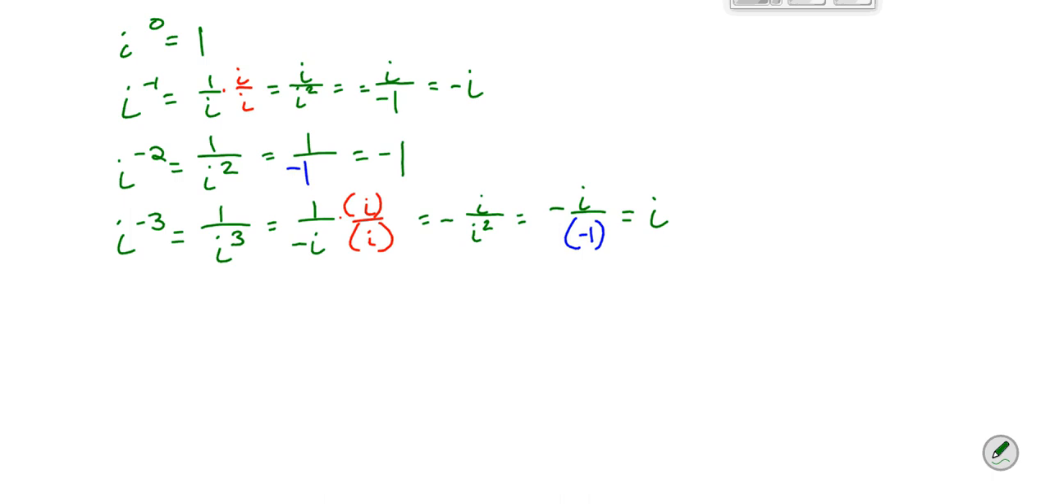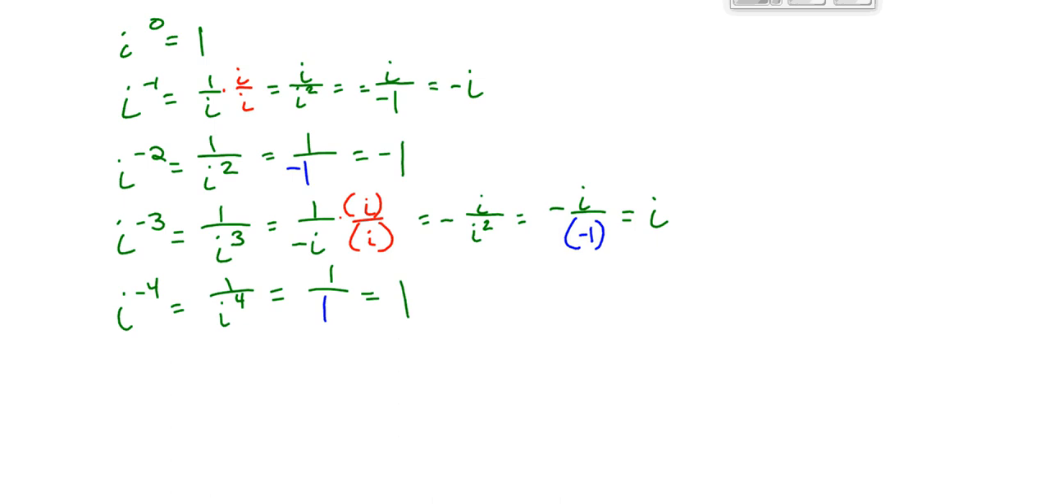i to the negative 4, I will just do that as 1 over i to the 4th. Remember, i to the 4th is 1, so that's just 1 over 1. And so that is equal to 1. And that's just my little reminder or explanation of how to handle i. I just do it in that manner.